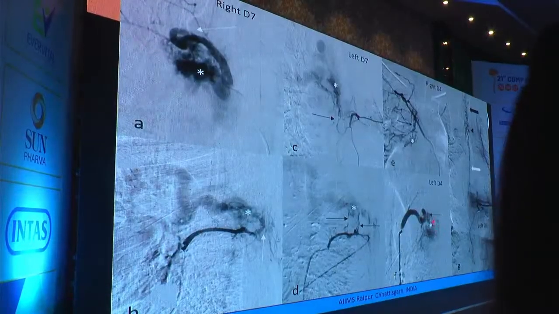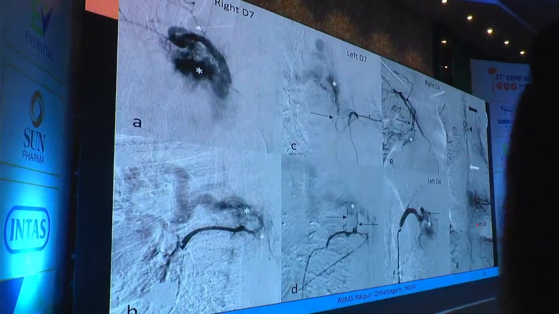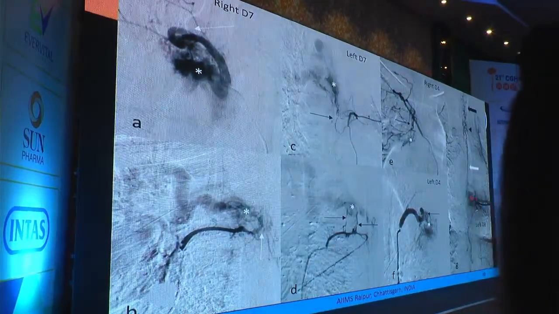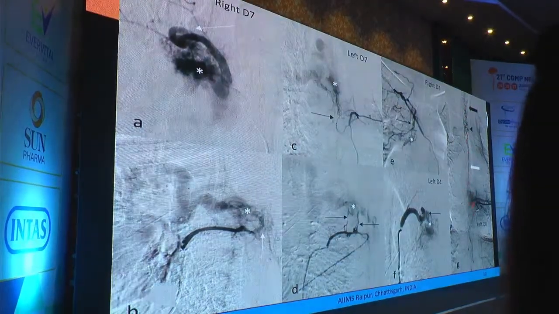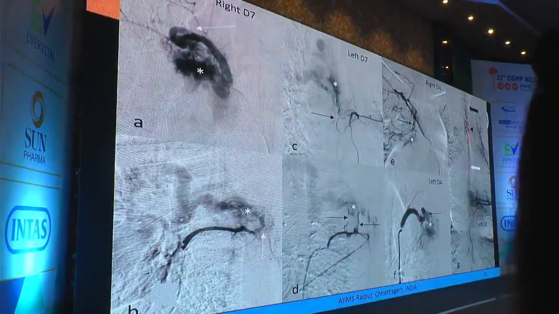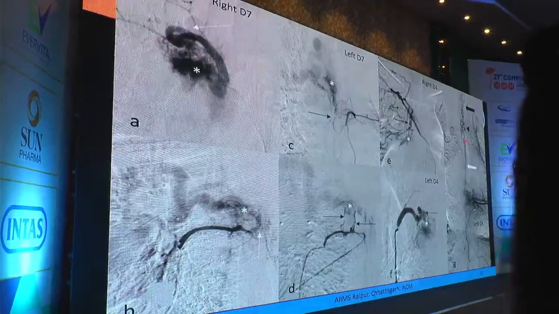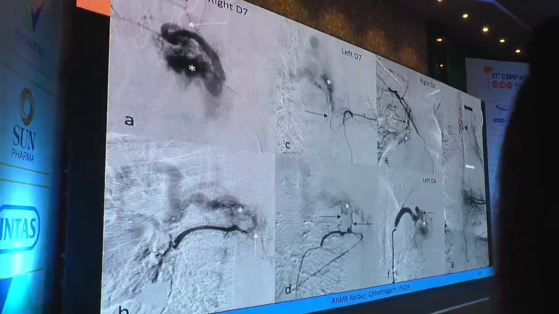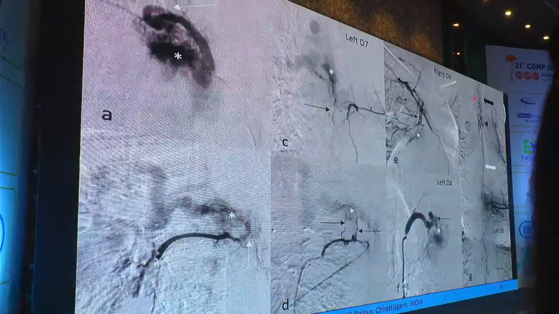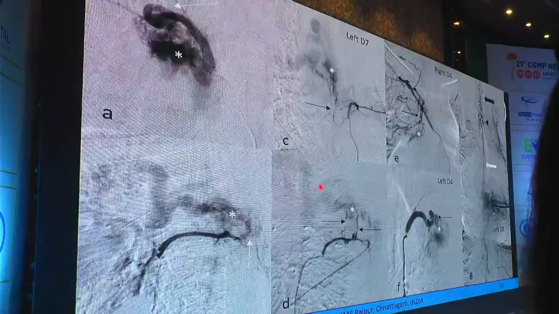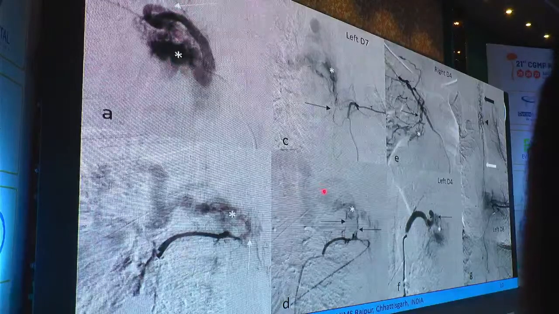On left T8 injection, we saw that there was a perimedullary fistula which was filled by the anterior spinal artery, and there were flow voids at the level of D4 vertebra. So these prominent veins which we are seeing here were causing those flow voids which we were seeing on MRI. The SCD-AVF per se was not having any intradural drainage.